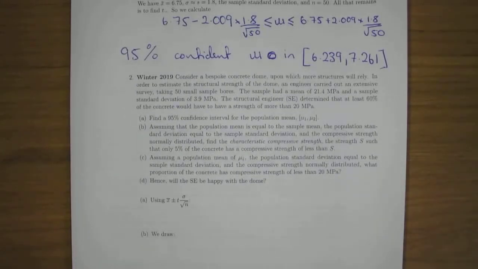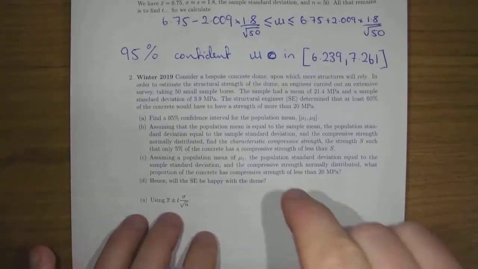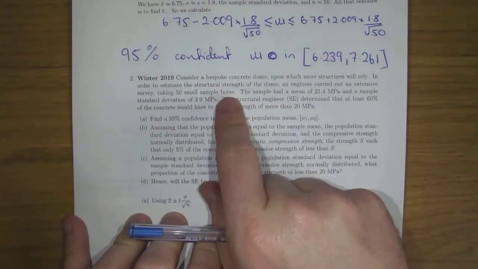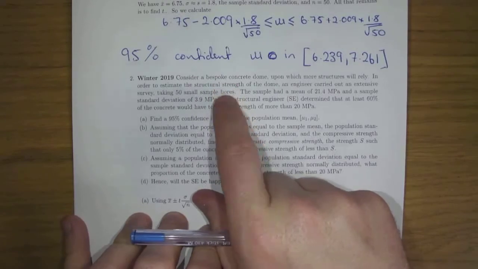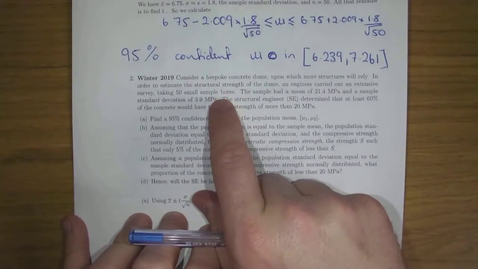And it was already made, but because other structures were going to rely on it, they needed to be sure about the strength of it, the strength of the concrete, and therefore the strength of the structure overall. So what they did is they took 50 small samples, so they basically bored holes in it to see how strong the concrete was. Now the numbers are made up. So they took 50 small sample bores. Bores I think is a word you would understand.